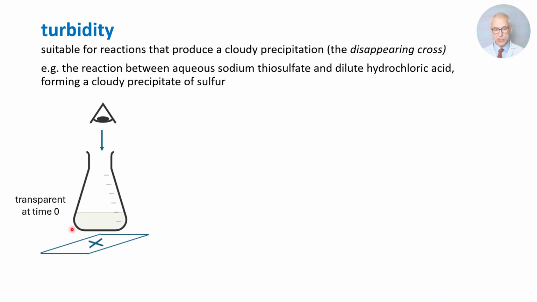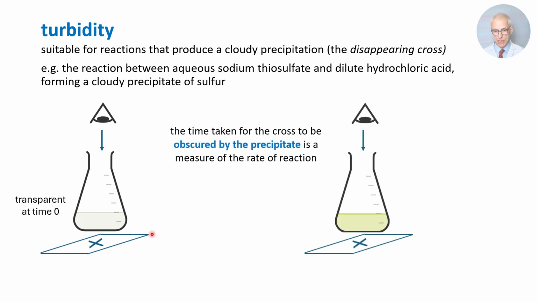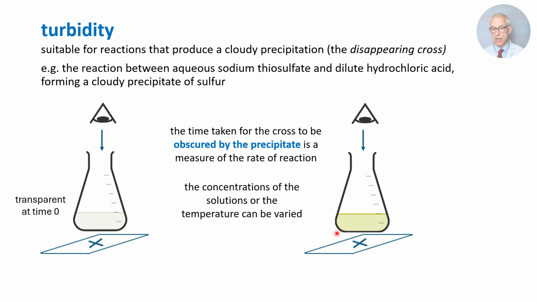The reaction mixture starts off at time 0 as being transparent, and you're looking through the reaction mixture at a cross that's placed underneath the reaction vessel or conical flask. As time goes on, the precipitate forms and obscures the cross from vision. The time it takes for that cross to disappear is a measure of the rate of reaction. It's quite simple to vary the concentration of the solutions, the thiosulfate or the hydrochloric acid, or the temperature.